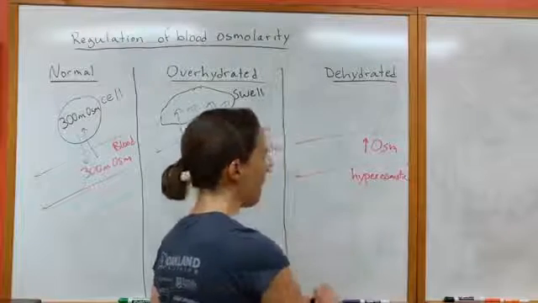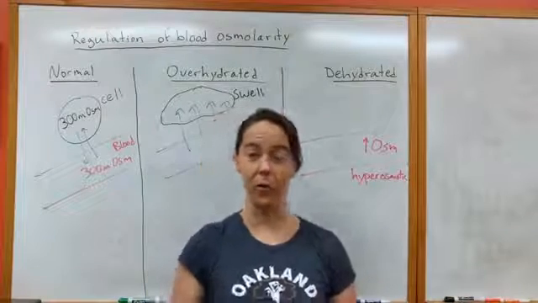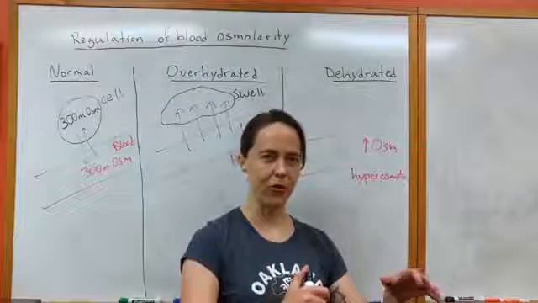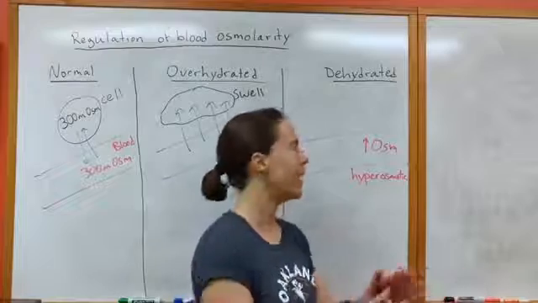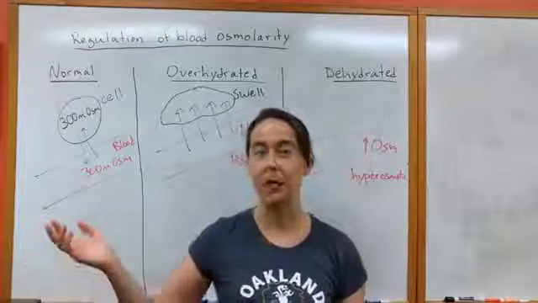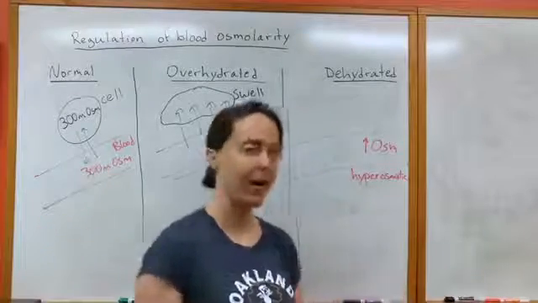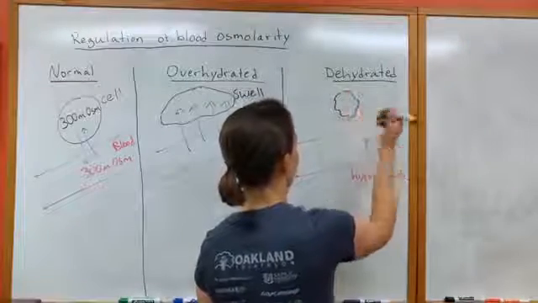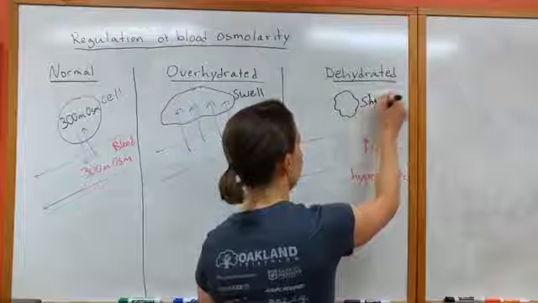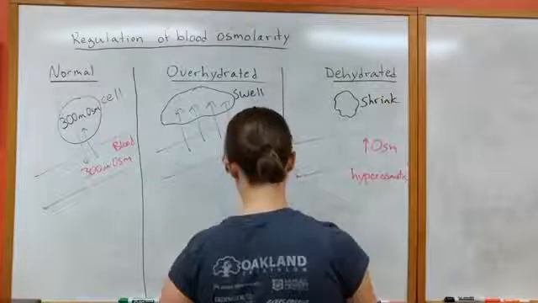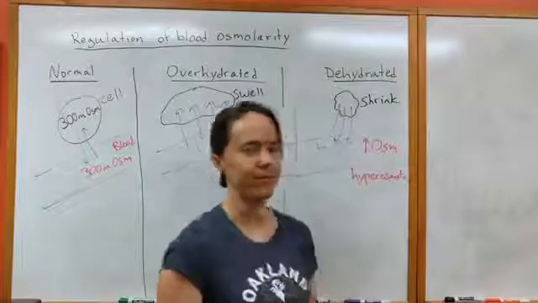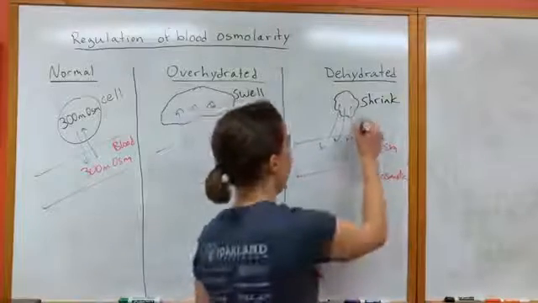Okay, so what's going to happen to our cells in this case? Which direction is water going to flow? So it's going to flow from the cell, which is about 300 milliosmolarity, into the blood, which is maybe now 400, right? So it's going to follow the osmotic gradient, and that cell is going to lose its water, so it's going to shrink, right? As all that water flows from the cell into the blood. Okay, does that make sense?